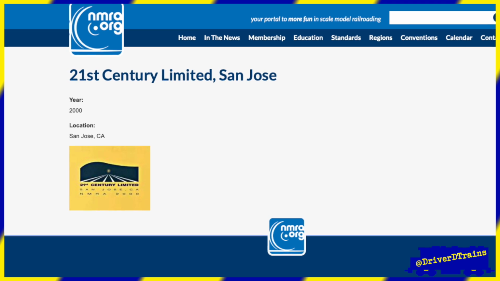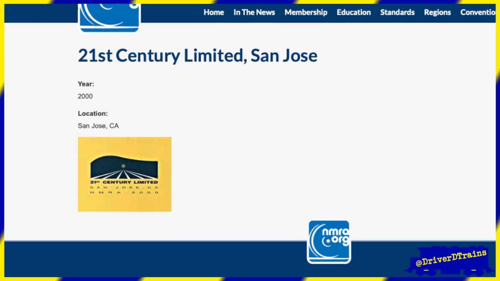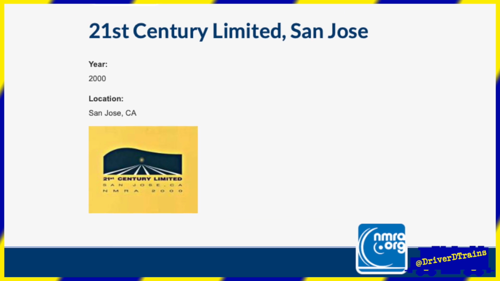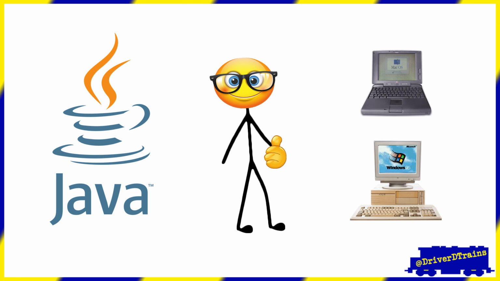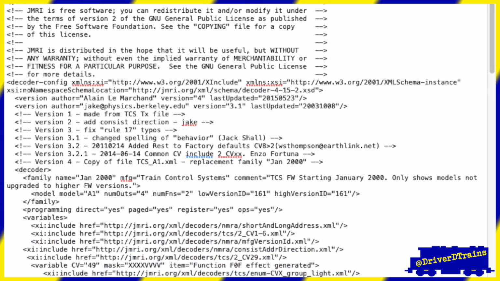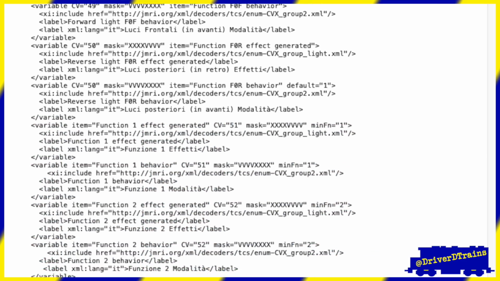At the NMRA convention in 2000, Dave found out about JMRI and Bob Jacobson. Mark and Dave realized that if DecoderPro were translated into Java, it could be run on any system that supported Java, including Macs, PCs, and Linux machines. Moreover, switching to Java would allow the decoder description files to be created and edited by any simple text editor.